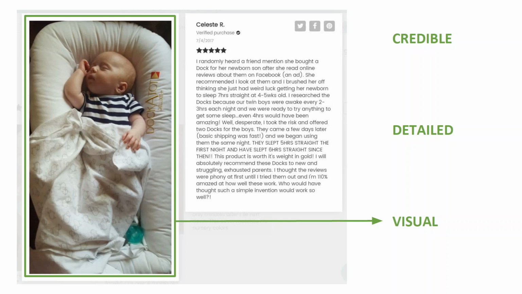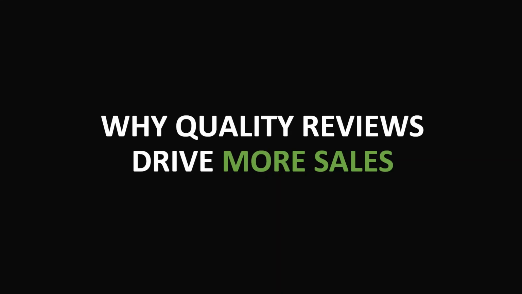So when they arrive at a product page and they see customer photos, they will immediately get the feeling that other real people bought this product and they're happy about it. And this will build the trust that they need to move forward in their buyer journey. So let's just quickly recap. High quality reviews are three things. They're credible, they're detailed, and they're visual. Now, let's see why high quality reviews drive more sales than low quality reviews.